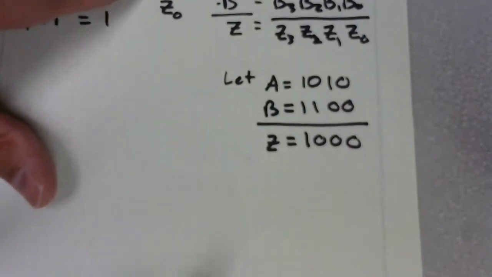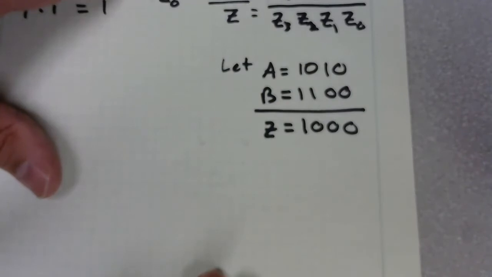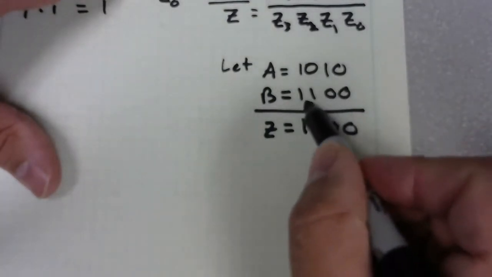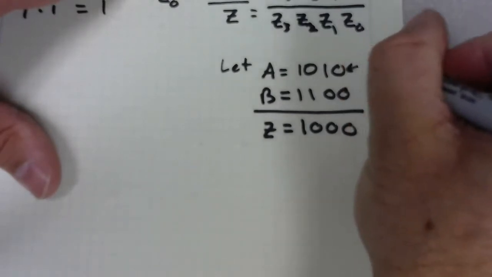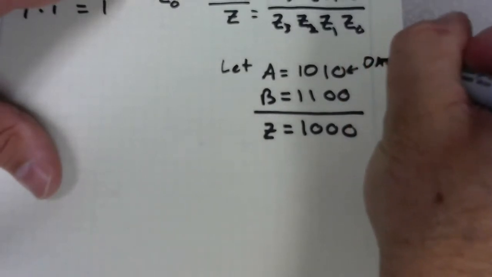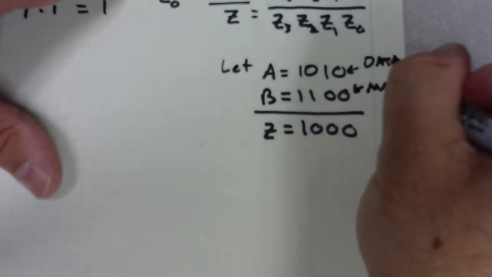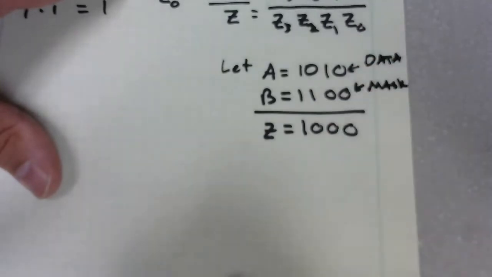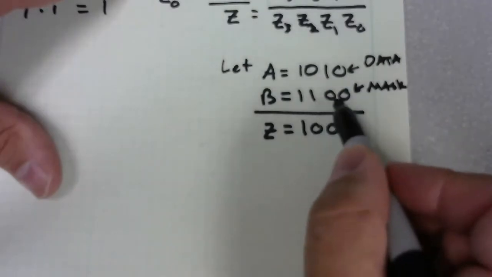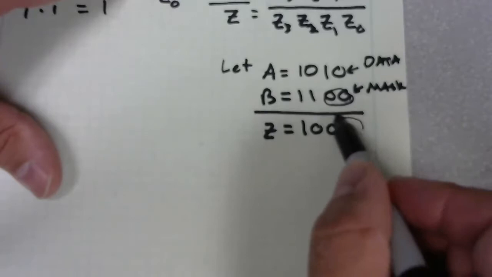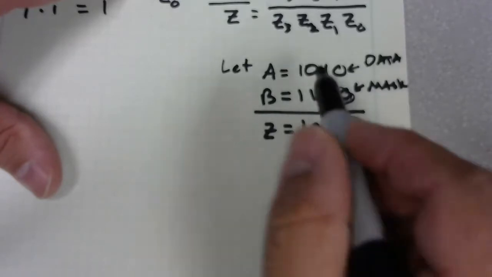Now, what can we take from that? Well, there's two parts to the circuit. This is our data. Let's call this our data. And then this is our mask. That means that anything that's ANDed with a 0, we're going to force it to be 0. So those two are zeros.